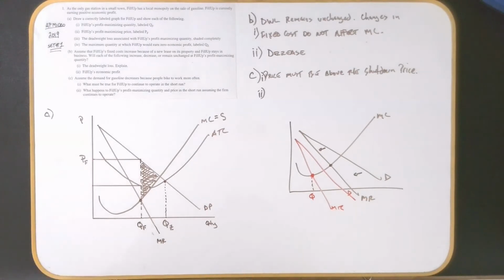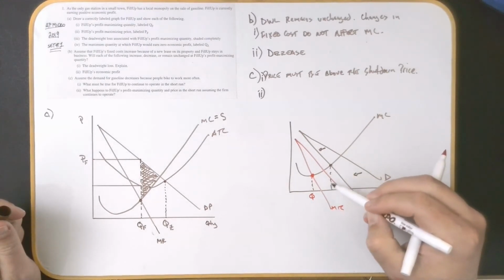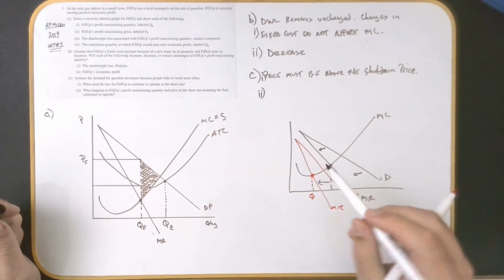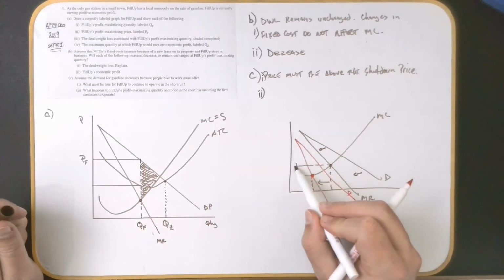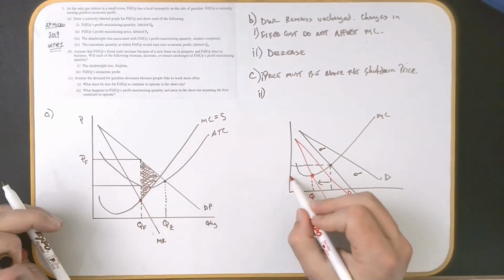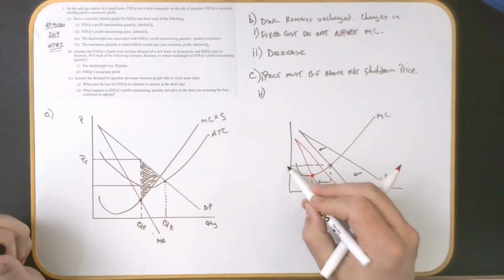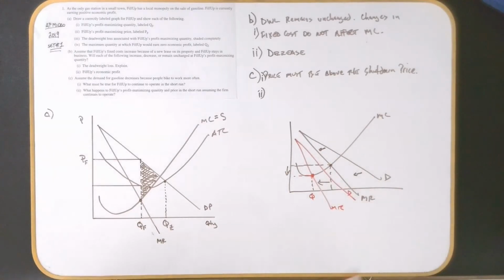All right, so what happened to it? Well, clearly you can see it went down. And you can also see what happened to the price. Well, the price clearly went down too. So the price and quantity both decrease. So it says what happens to Philip's profit maximizing quantity and price in the short run because of the decrease in demand.